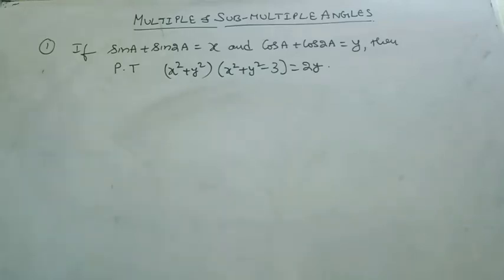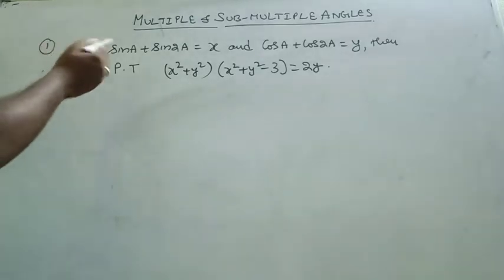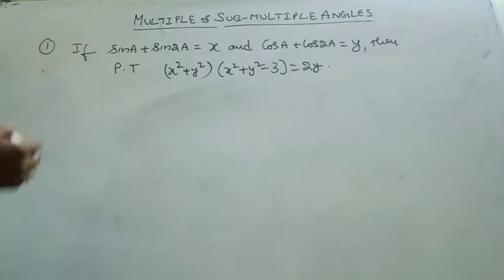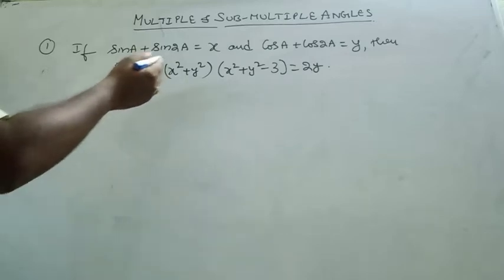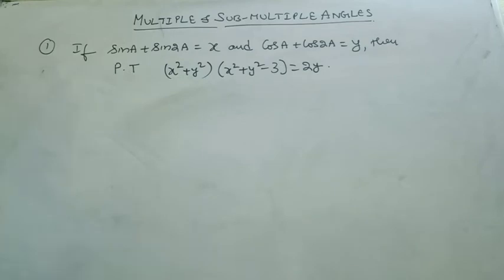Today we are discussing a different problematic part in multiple and submultiple angles. Here we have the first problem: if sin A plus sin 2A equals x and cos A plus cos 2A equals y, then we have to prove that (x square plus y square) into (x square plus y square minus 3) is equal to 2y. This is what we require to prove.